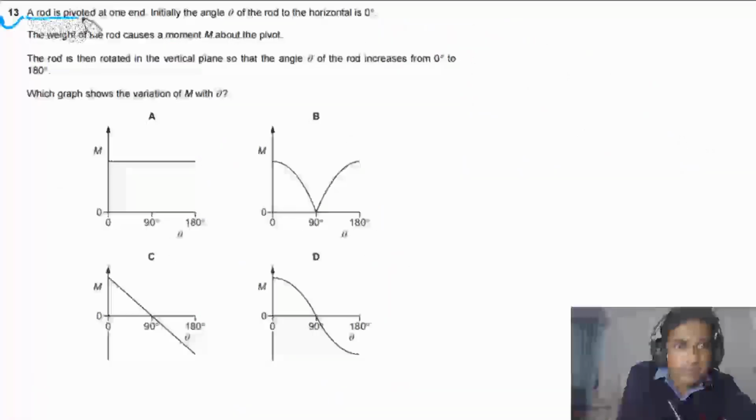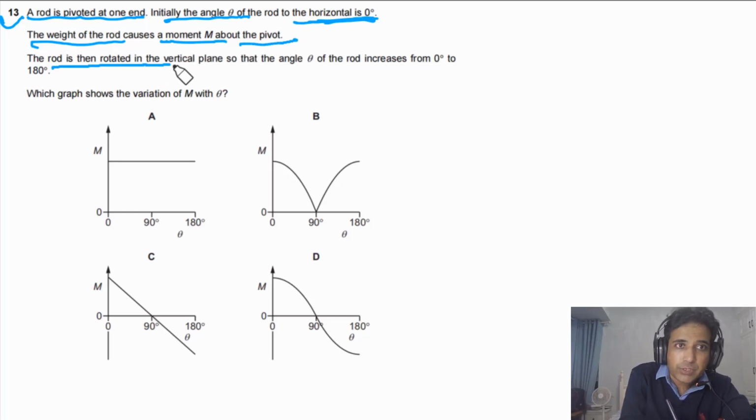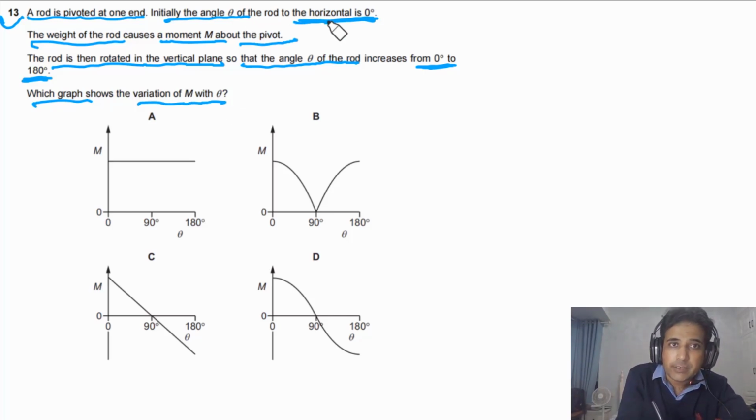Question 13 says a rod is pivoted at one end. Initially the angle theta of the rod to the horizontal is 0 degrees. The weight of the rod causes a moment capital M about the pivot. The rod is then rotated in the vertical plane so that the angle theta of the rod increases from 0 degrees to 180 degrees. Which graph shows the variation of M with theta? It is given to us that the initial angle with the horizontal is 0 degrees.